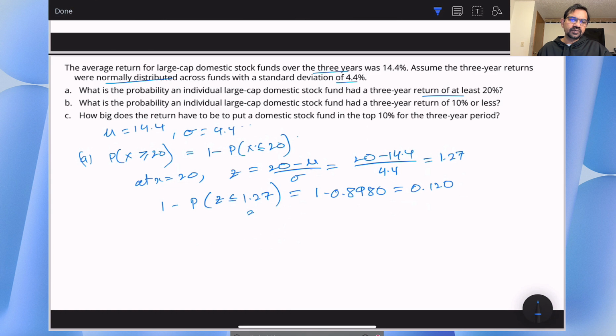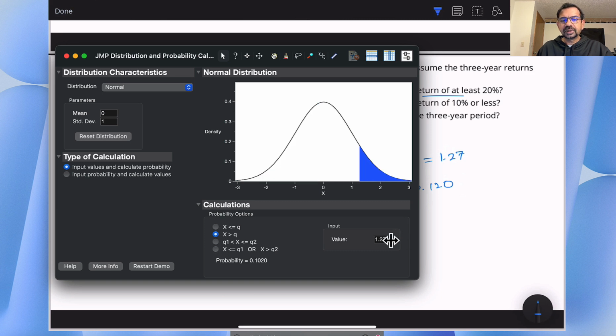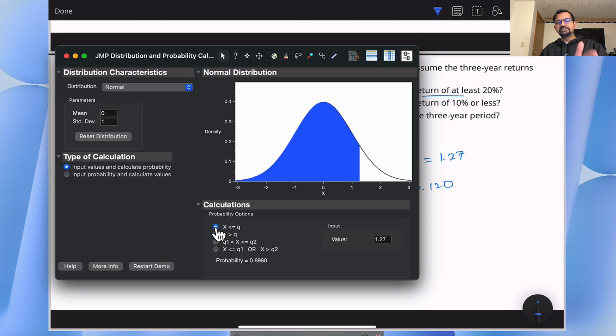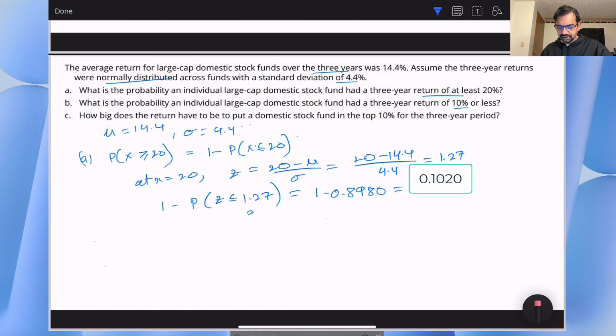which is 0.1020. We could have also done it in a more direct way, where we could have said the probability that x is more than 1.27, so we get the right tail, 0.1020. So if we find the probability on the left tail, then we take 1 minus that, or if we look at the probability on the right tail, then we can get the answer directly.